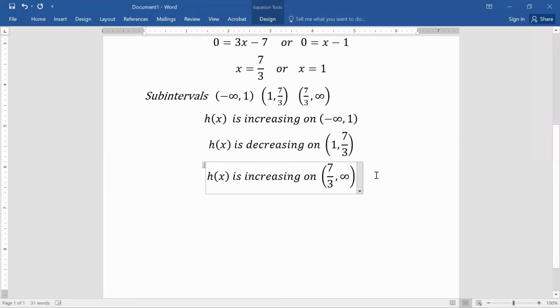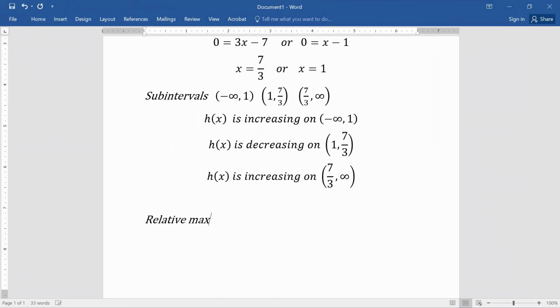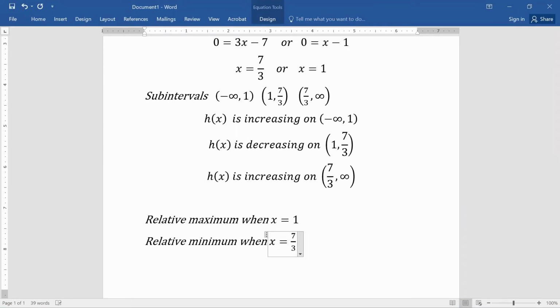So we can just write that down. We have a relative maximum when x equals 1, and we have a relative minimum when x equals 7/3. These are the critical values. If you wanted to actually find the critical point, you could plug in 1 and 7/3 and actually find the relative maximum and find the relative minimum, respectively.